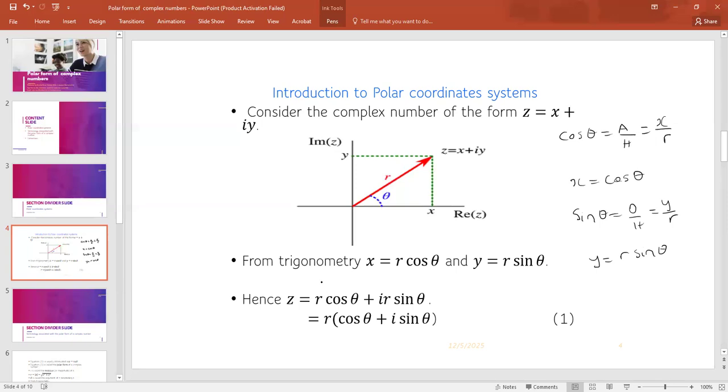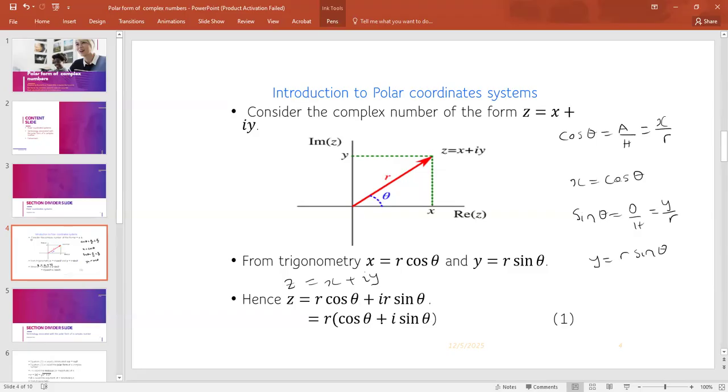Remember that our complex number z is given by x plus i times y. If we replace our x by the value from trigonometry rules and y by the value from trigonometry rules, we are going to obtain z equals r times cos theta plus i times r sine theta. If we factorize r, we are going to have z equals r times cos theta plus i sine theta. This is what we call the polar form of a complex number z.